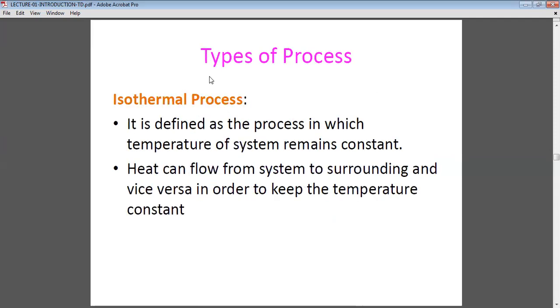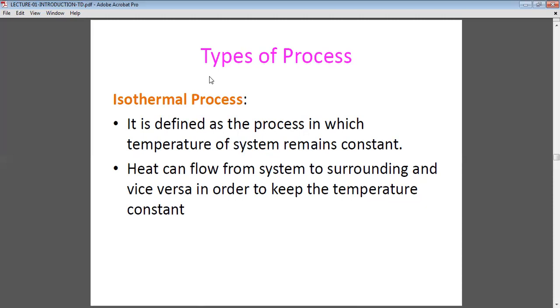Next, coming to types of process. There are different types of process: constant temperature process, constant volume process, constant pressure process, and the constant temperature process which we call the isothermal process, and the adiabatic process, polytropic process. All these are different processes that occur when the system changes from state 1 to state 2. Let us see some of the processes at a glance. First one, the isothermal process means the process which occurs by taking temperature as constant.